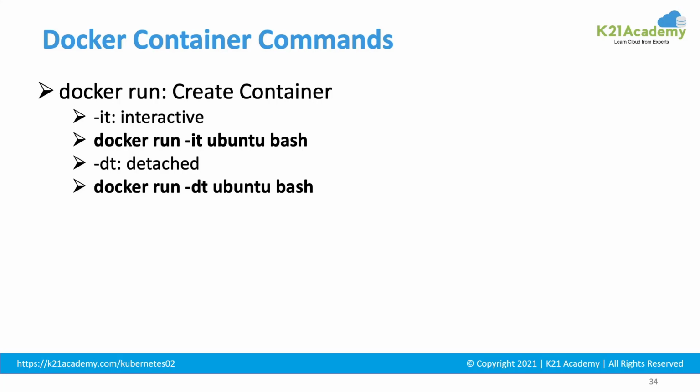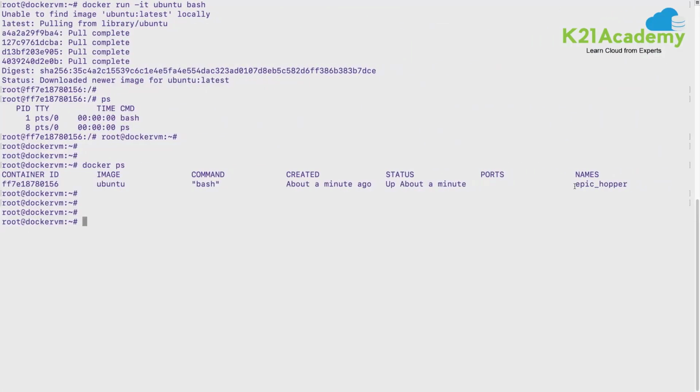So the option would be docker run, -d stands for detached, and the TTY, and ubuntu bash is the image and the process with which you are starting. So let's execute that as well. Docker run -dt, and I'm giving ubuntu, and I'm giving bash as the process to start. The container has started, and this is the complete container ID.